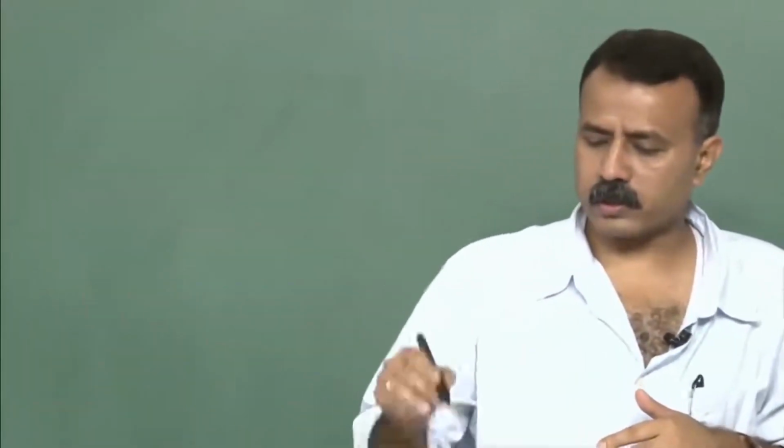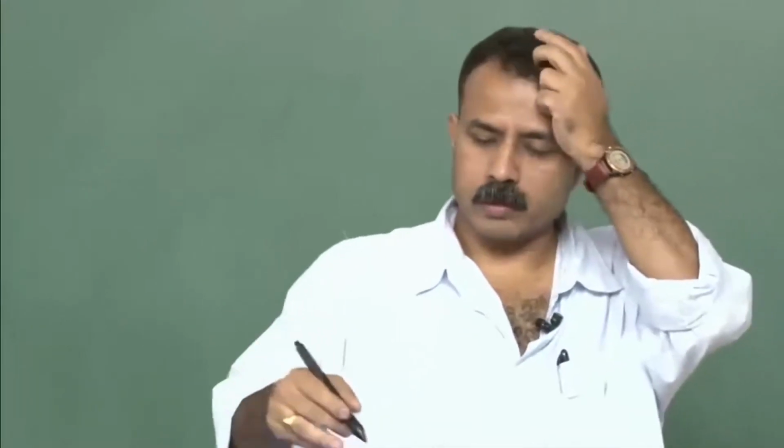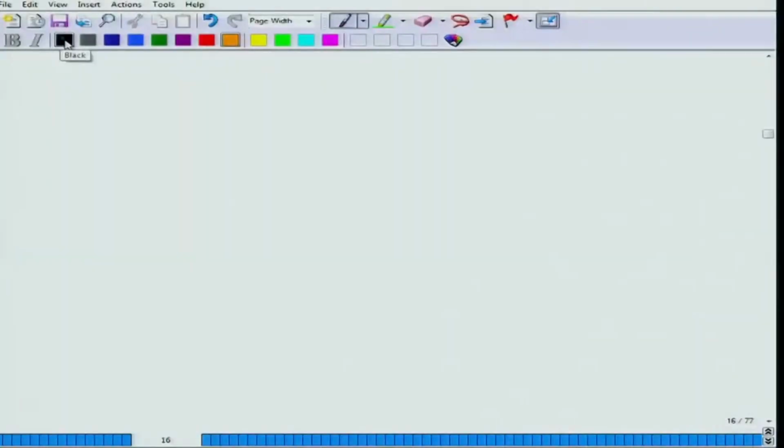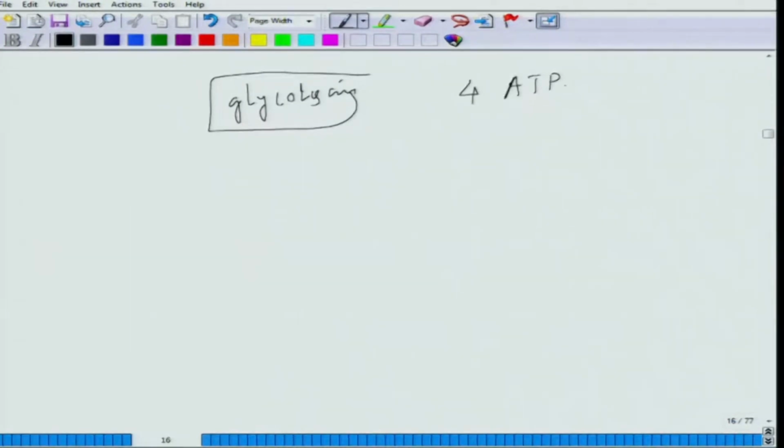So, summarizing this whole process in terms of ATP production, this is what is essentially happening. Okay. During glycolysis, you have 4 ATP, then minus 2 ATP is being used, and what you get is 2 ATP.